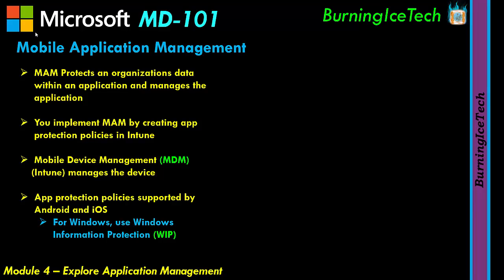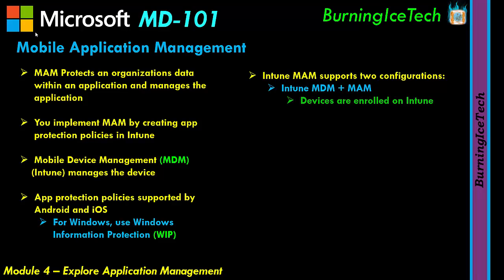Anyway, getting back to the main topic here, which was originally MAM, Intune MAM supports two configurations. The first one is Intune Mobile Device Management and Mobile Application Management combined. With this configuration, devices are obviously enrolled in your company Intune environment. The second configuration is mobile application management without enrollment. In this configuration, devices are obviously not enrolled, like the name would suggest.